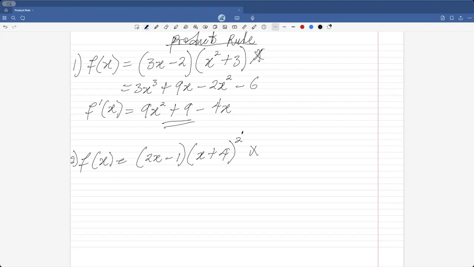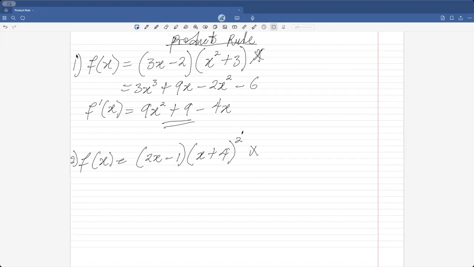So how can we solve the second problem? Well, if we open the parentheses just like the way we did for problem 1, then it will be a little bit tedious and time consuming. So in this case, product rule will come to play. So in this video, we will talk about how to find the derivative of a function using product rule. So let's get started.